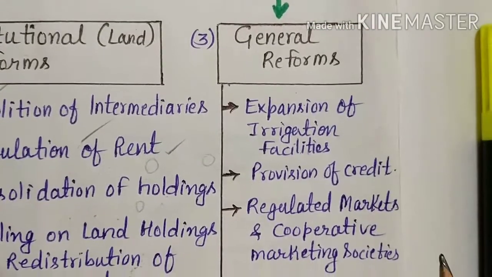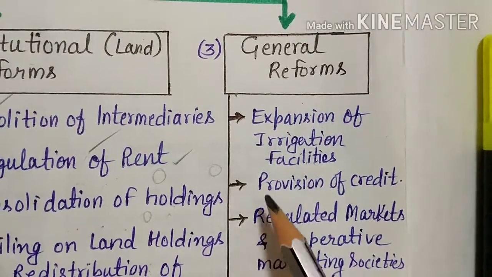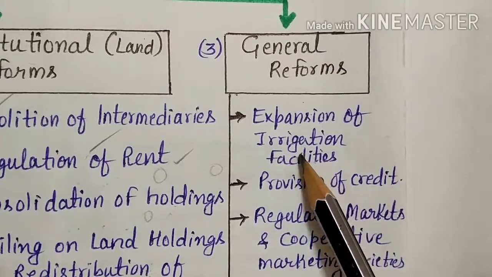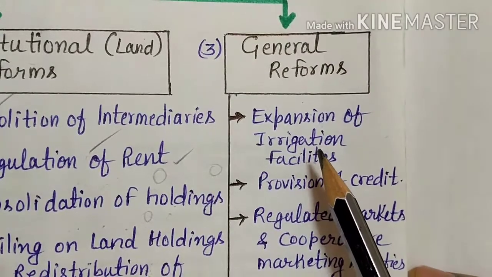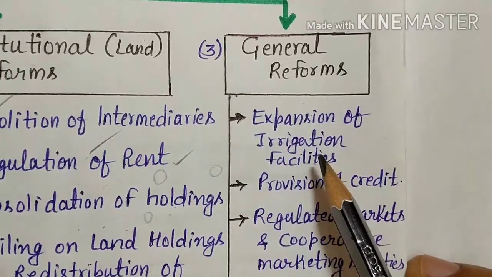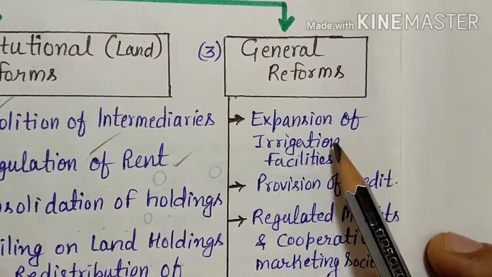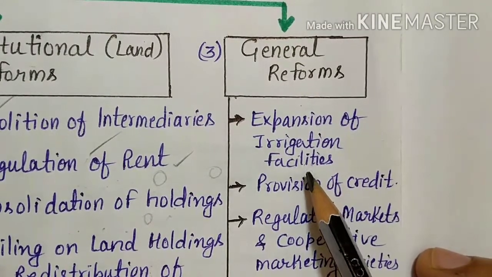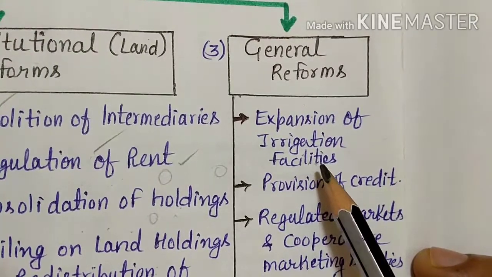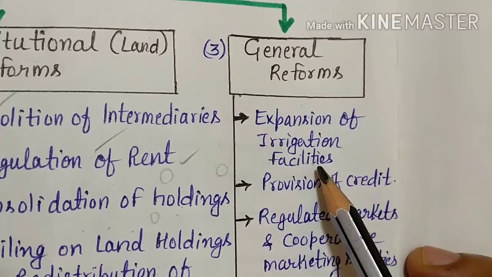Now we'll talk about general reforms. Under general reforms, first one is expansion of irrigation facilities. We have learned under the problems of the agricultural sector that Indian farmers were heavily dependent on rain. Rain is uncertain, so there will be a need to expand the irrigation facilities. Due to the irrigation facilities, it becomes easy to irrigate and utilize your land.